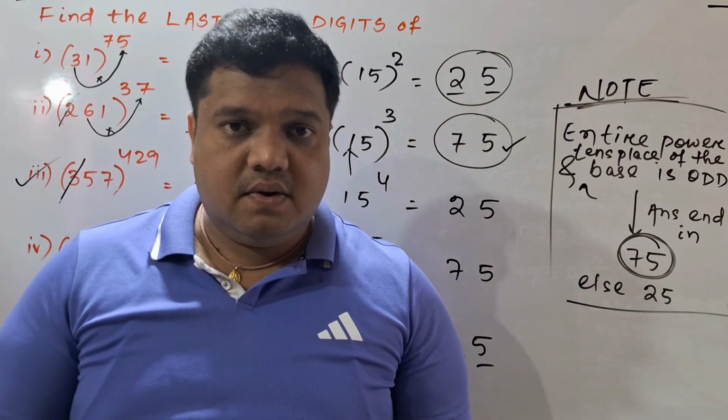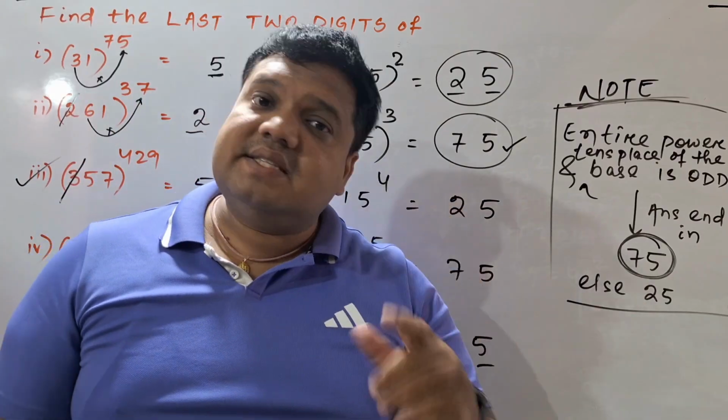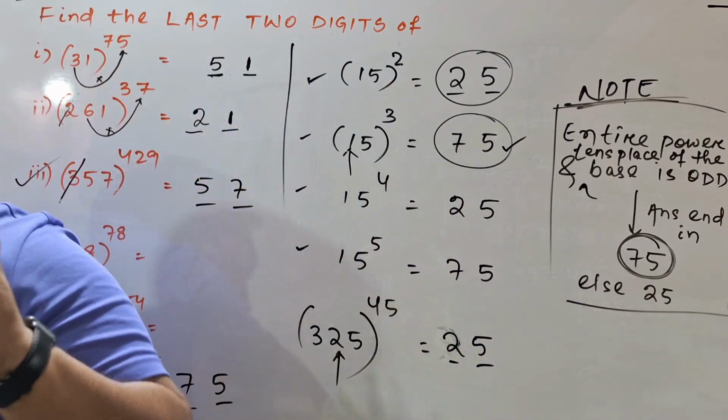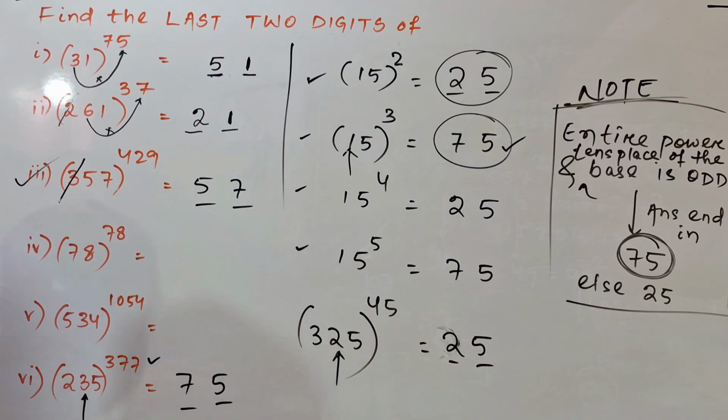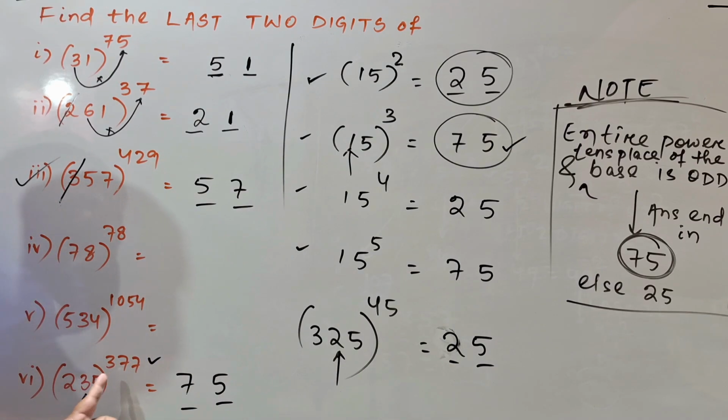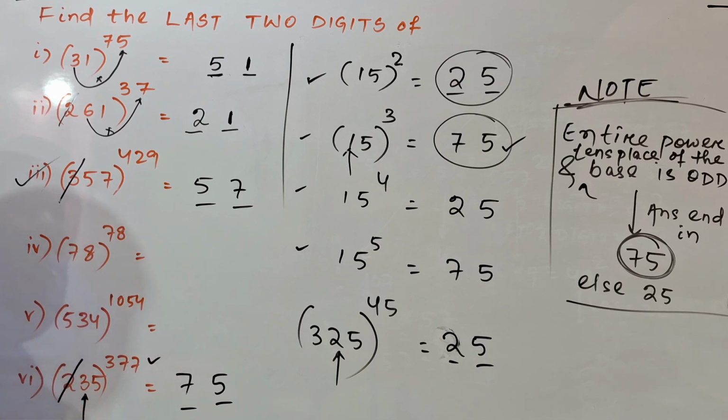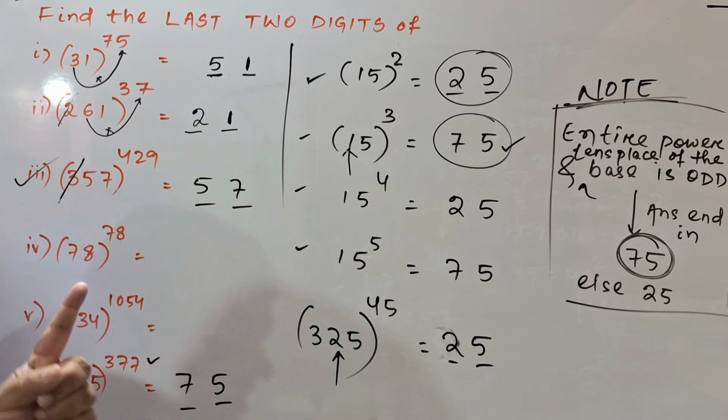This is easy. Okay, if you skip this and go to the exam, it will not work, because power is a big number. Okay, like here, 235 is multiplied 377 times. Huge. Okay, so here in the last 2 digits, whatever the base is, you only concentrate on the last 2 digits. Eliminate this 2. This 2 will not decide my answer.